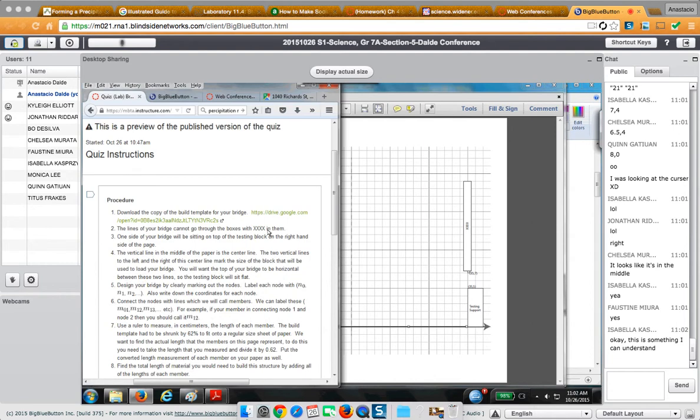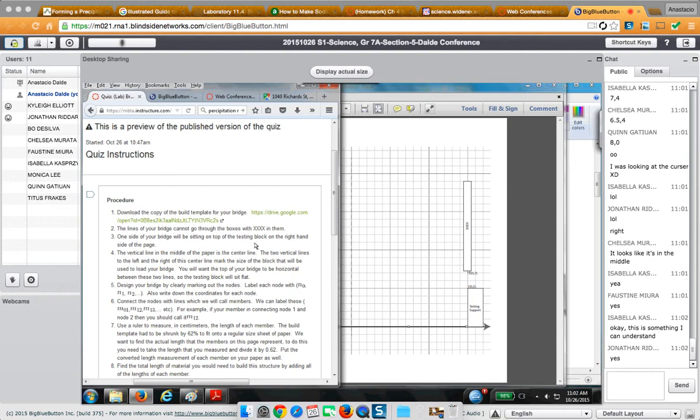One side of the bridge is sitting on top of a testing block, which is on the right-hand side. We've already talked about that. The vertical line passing through the center of the page is, oh, hey, I got a phone call.